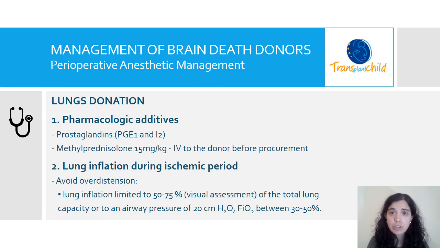When the lung is a potential donor organ, our key goal is preventing in situ thrombosis and vasospasm and stabilizing the lung for static cold storage. There are two main strategies where the anesthesiologist may participate. The first is the use of pharmacological additives, and the second is lung inflation with an oxygen mixture during the ischemic period, which appears to protect the lung, but scientific information regarding ideal oxygen concentration and inflation pressure is limited.